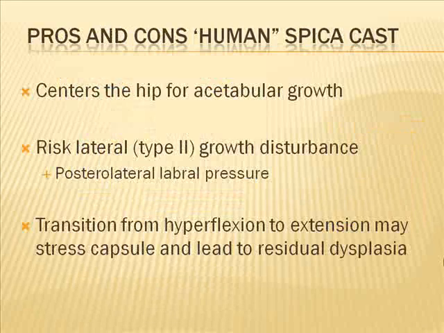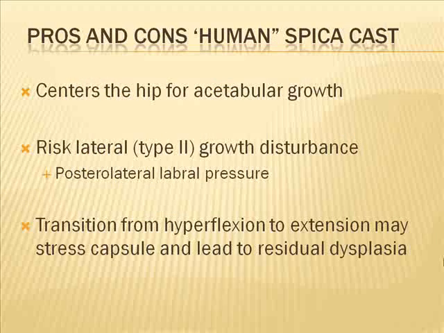There has been some question about the human position. It allows you to center the hip in the best position, which is in abduction. However, people say that it has a higher risk of type 2 growth disturbances because the labrum can put pressure on the posterolateral side of the femoral head. And also, the transition between hyperflexion to extension might lead to stress in the capsule and then residual dysplasia. And we will see some data about these two issues.